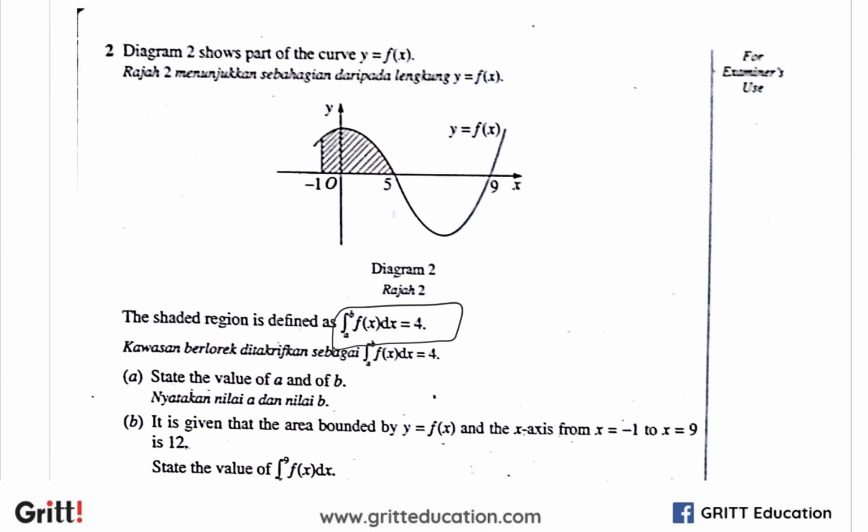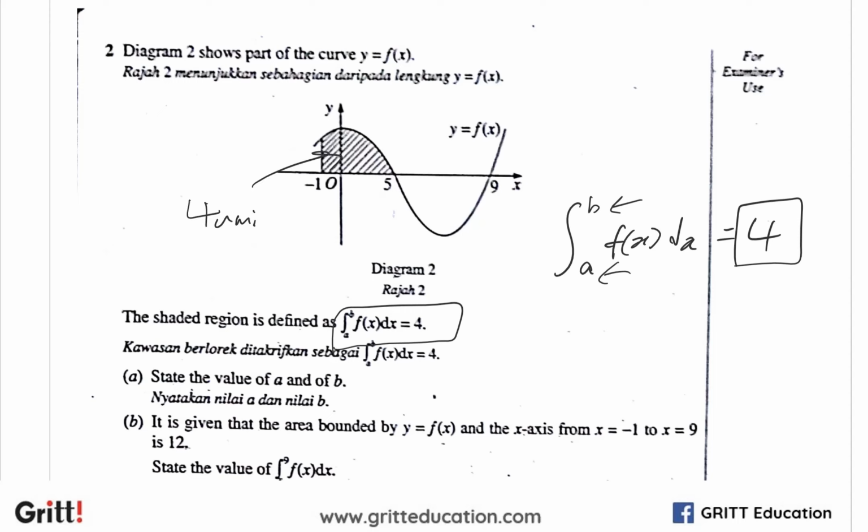Now, to write this clearer, they're saying that the integral from a to b of f(x) dx is equal to 4. What this actually means is that the area bounded by the curve and the x-axis from a to b represents 4 units. So it's actually referring to this particular shaded area here. So it's 4 units. Sorry, that's n. Okay, so it's 4 units squared.